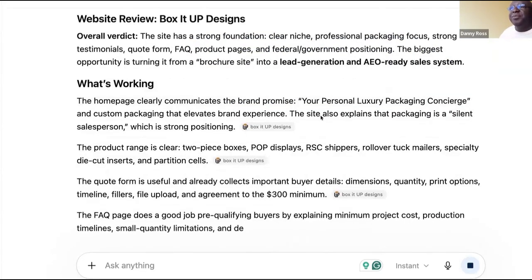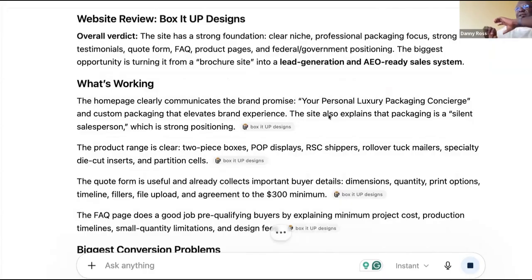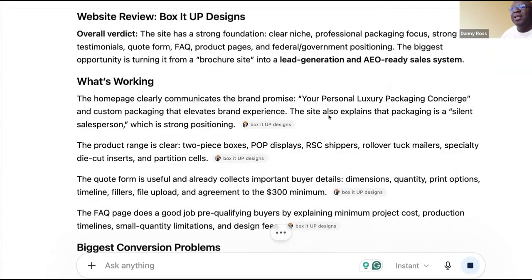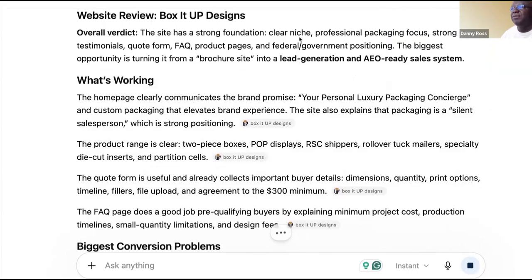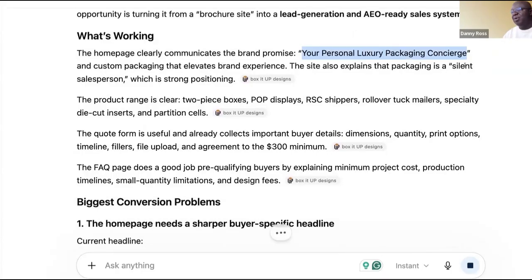This is the prompt I'm running now. It reviewed your website quickly, but this is like the short version of what we do when we do an audit for you. So, overall verdict: the site has a strong foundation, clear niche, professional packaging focus, strong testimonials, quote form. You have your mandatory FAQ. Good, good, good. Homepage clearly states the brand promise.